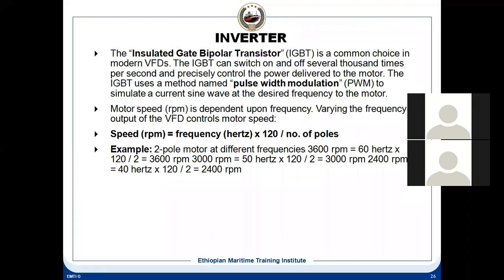Inverter. Is it clear? The IGBT inverter is a common choice in modern VFDs. An IGBT can switch on and switch off several thousand times. The IGBT method uses pulse width modulation to convert a DC supply into an AC supply. Here, the speed relation is frequency times 120 divided by the number of poles. So if you vary the frequency, what happens? The speed will change. That is exactly what the IGBT is doing. It is changing the frequency, so you get a variable speed.